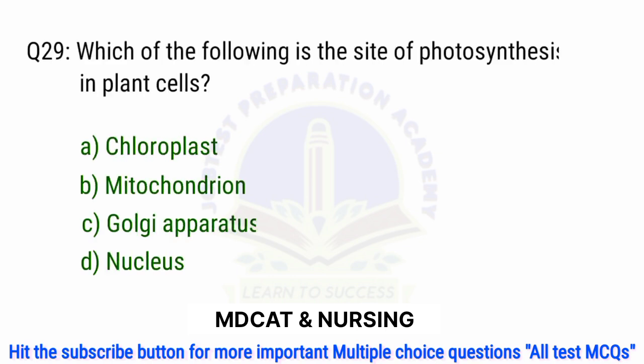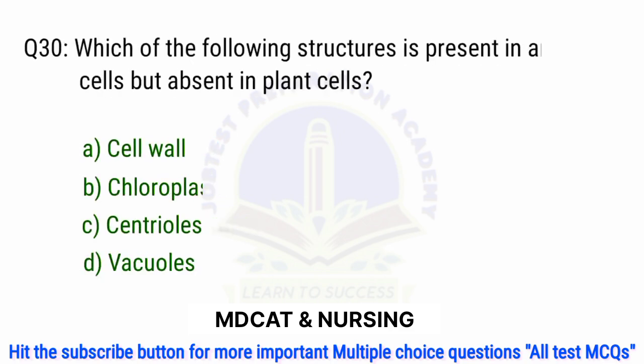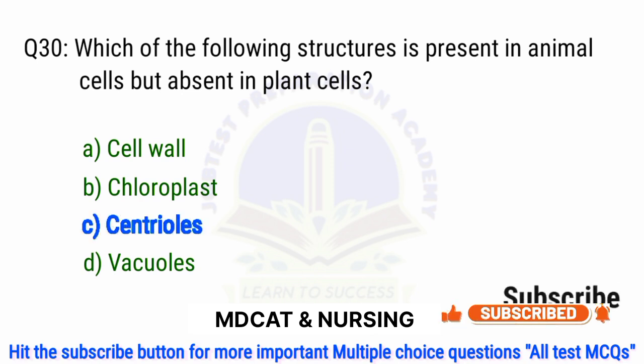Question number 29. Which of the following is the site of photosynthesis in plant cells? The right answer is option A, chloroplast. Question number 30. Which of the following structure is present in animal cells but absent in plant cells? The correct answer is option C, centrioles.